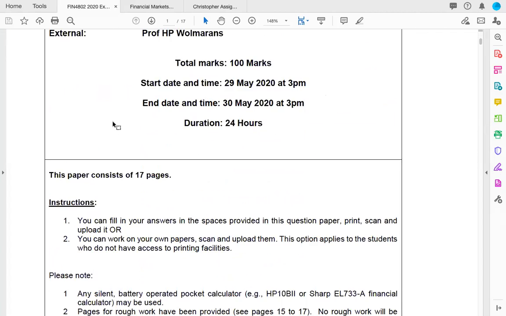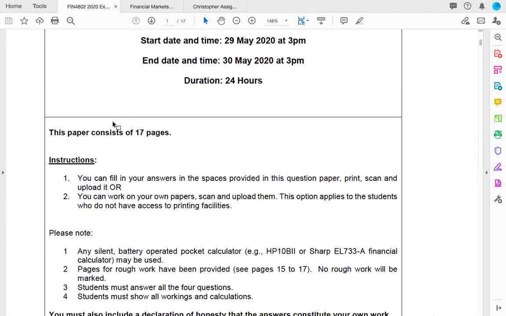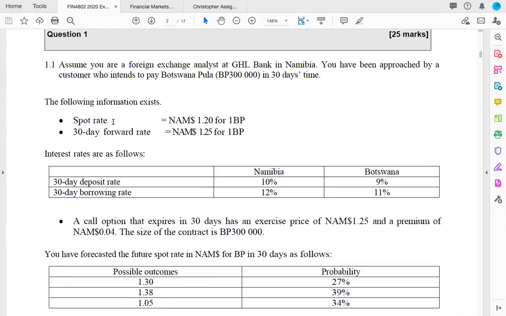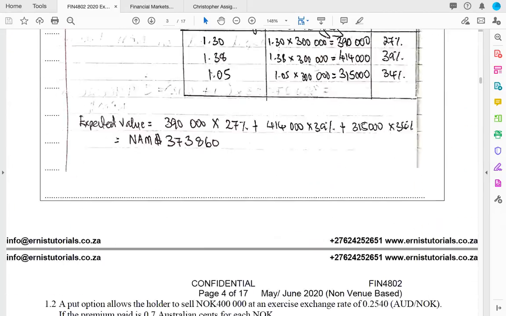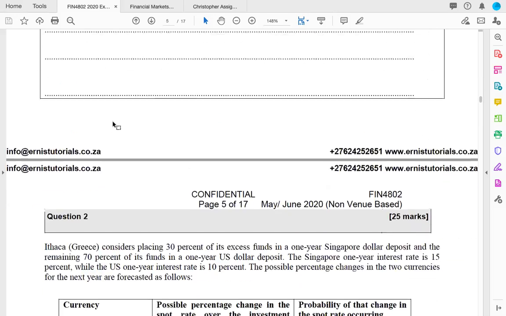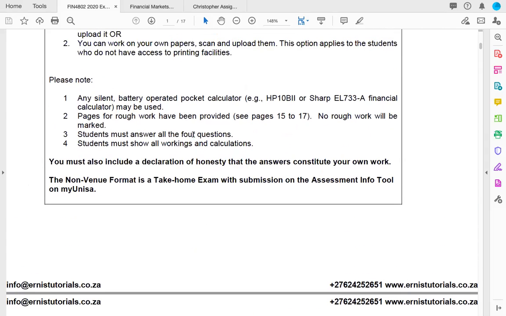So this is revision. I'm working under the assumption that you're someone who's gone through all the material, you've understood it, and you now just want to remind yourself of that material and to cement your understanding. So the May-June 2020 paper consisted of 4 questions as usual, with each question having 25 marks. And then you had to answer all those questions, right? So students must answer all 4 questions, and students must show all workings and calculations.